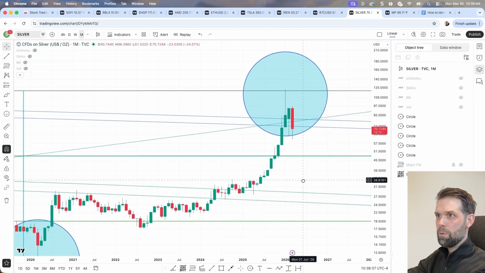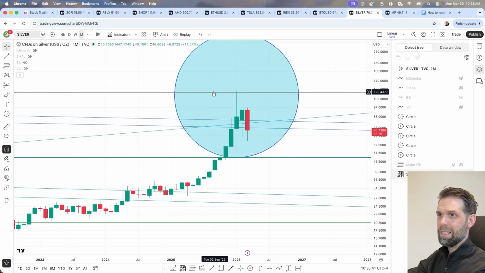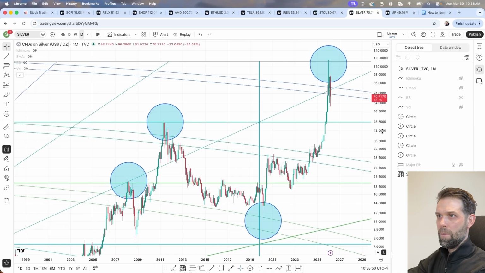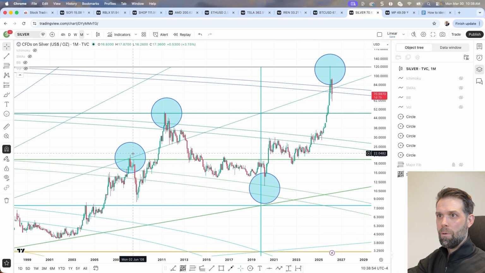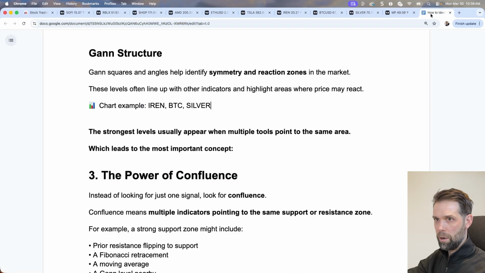And then in the present time, we can see silver wicked right up to the top of this line at 120,000 in January of 2026. So here is just a final example of how this Gann square tool can help traders identify what is possible resistance and what is possible support.